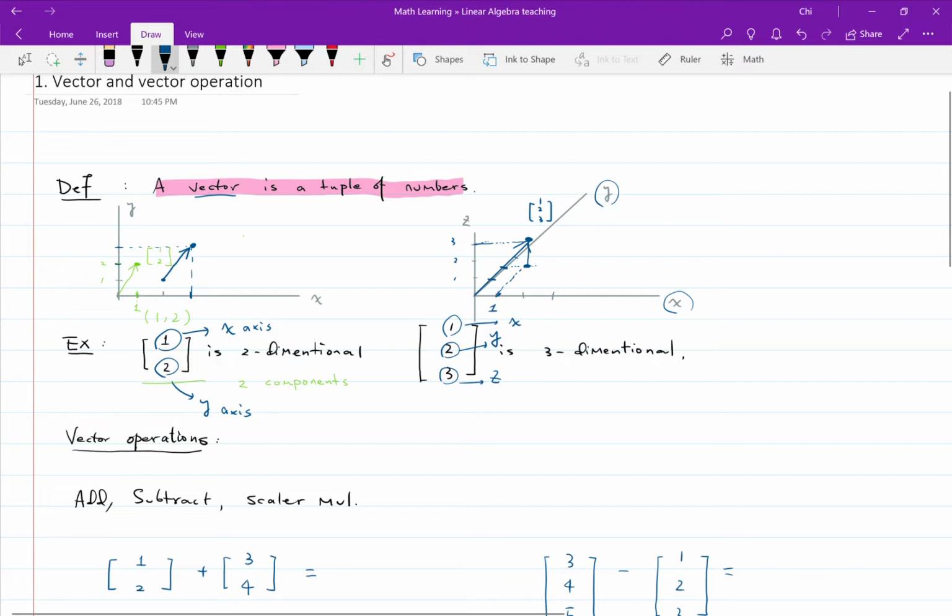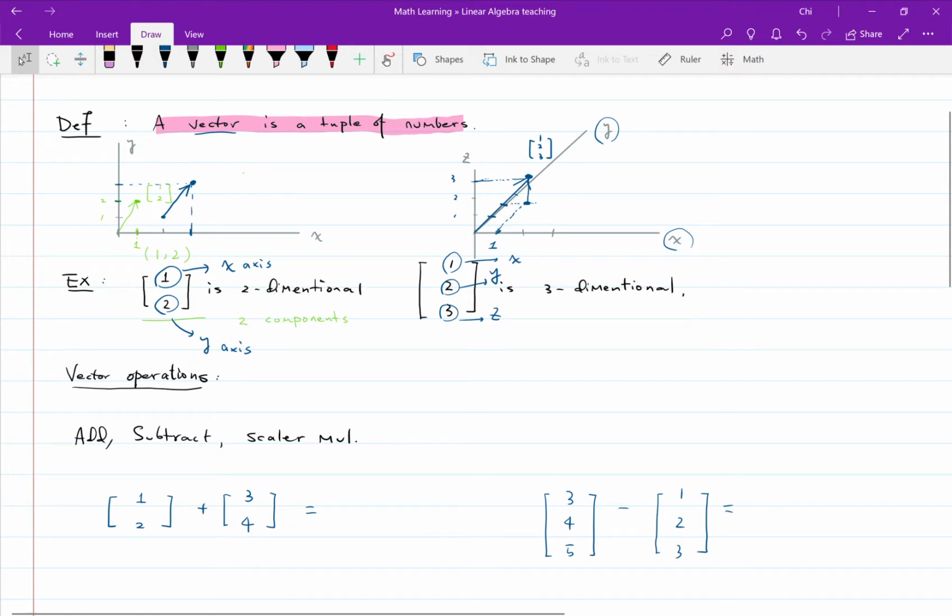There are ways you can go to higher dimensions, but it's really hard to visualize them. So the visualization aspect stops working if you go beyond three-dimensional space. But within three-dimensional space, we can have a really intuitive idea of how vectors look. So that's the foundation of what a vector is and how it can be represented.